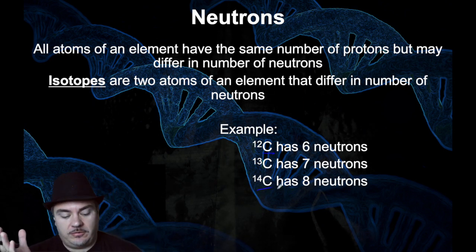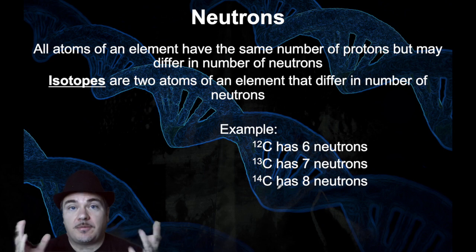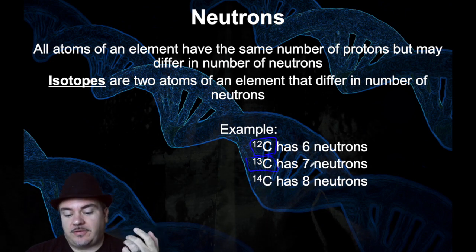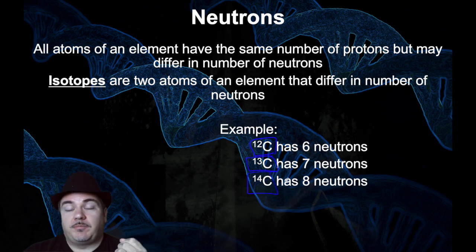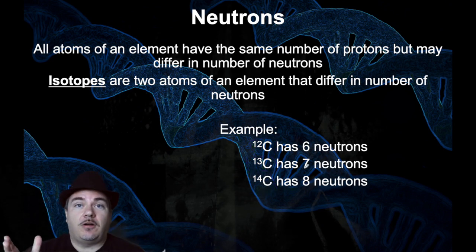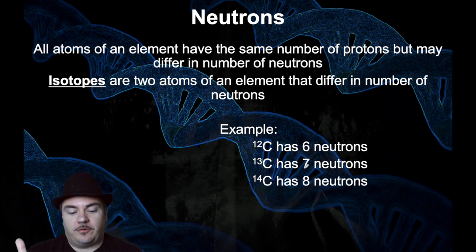In that case, what we do is we refer to them by their mass. This one we would call carbon 12 because it weighs 12, 6 protons plus 6 neutrons. This one we call carbon 13 because it weighs 13, 6 protons plus 7 neutrons. This one we call carbon 14 because it weighs 14 daltons, 6 protons plus 8 neutrons. So if you have to specify, you just call it by its mass, carbon 12 versus carbon 14.